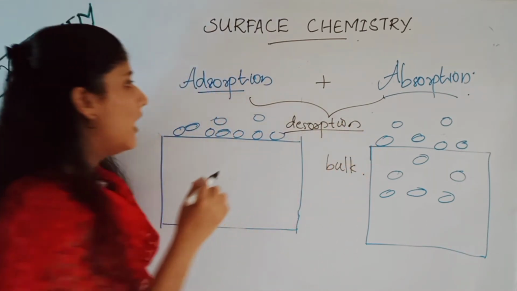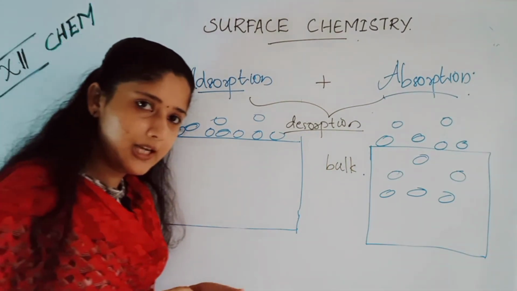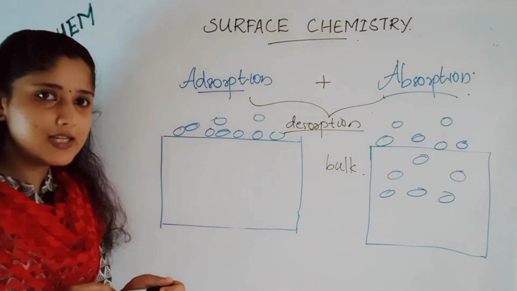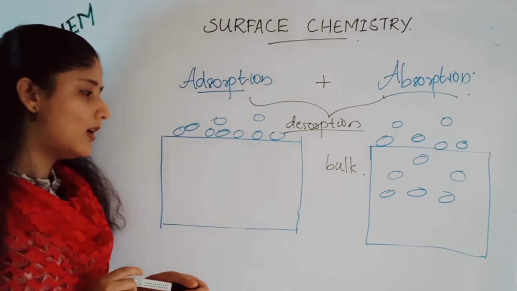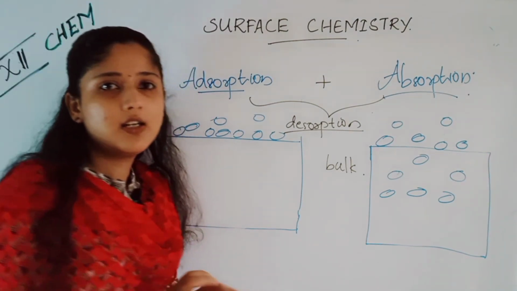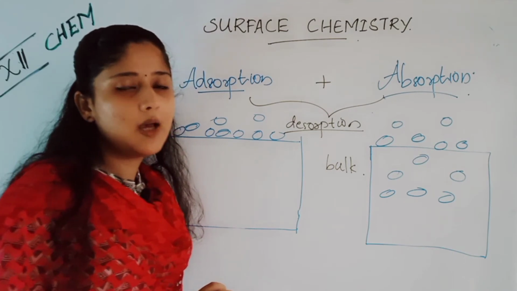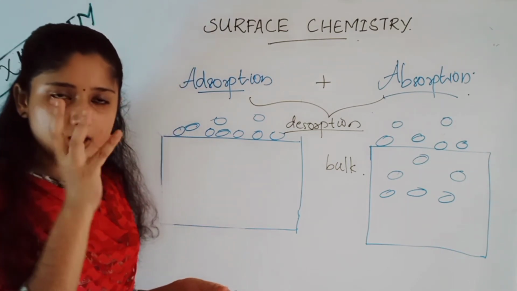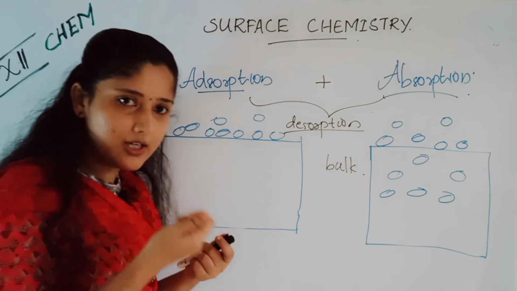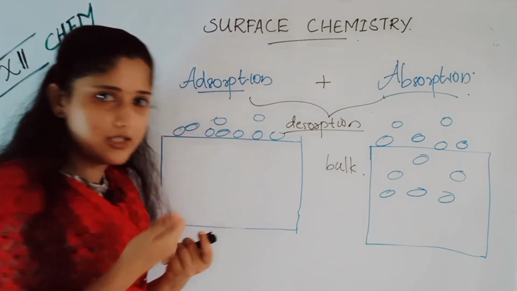When adsorption and absorption simultaneously take place, it is called sorption. For example, consider when a chalk is dipped into an ink. What happens? Firstly, it gets adsorbed on the surface only. When we break it, we can see inside the color is white itself.